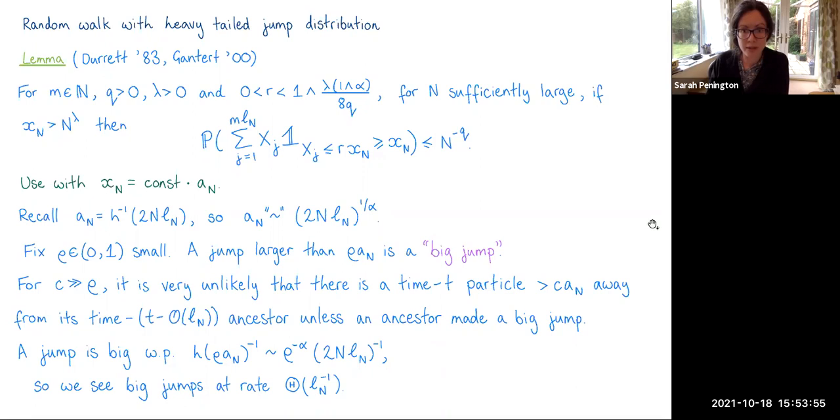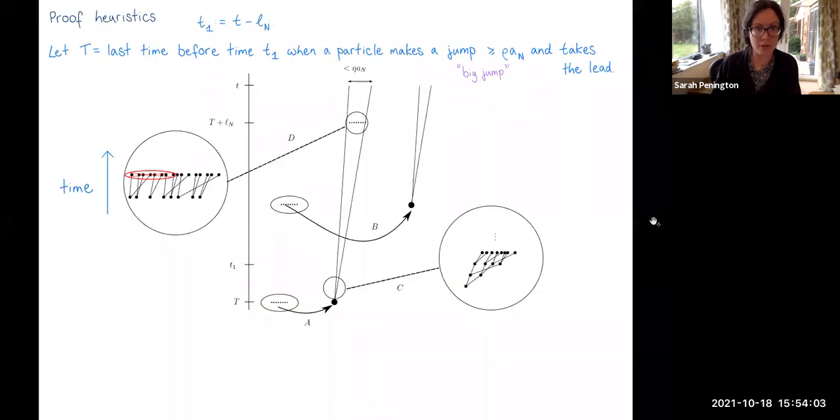So what I'm going to do now is try and give you a sort of heuristic sketch proof of our result based on a picture. So this is the picture.